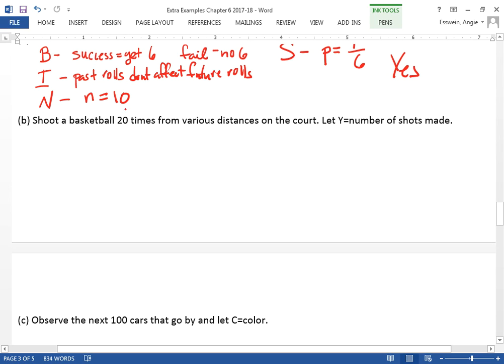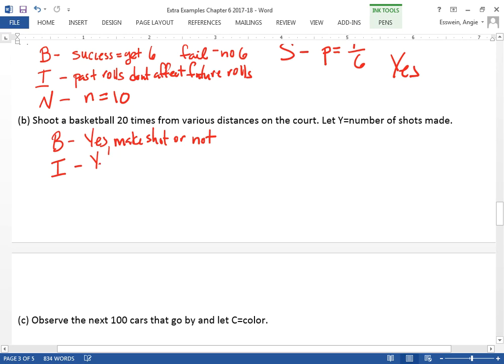Okay, shooting a basketball 20 times from various distances on the court. Let X be the number of shots made. Is that binary? Yes, you make the shot or you don't. Independent. We have to assume he or she is not getting more tired as you shoot. Does making a hoop affect the likelihood of the next time you shoot? No. So that is still okay.